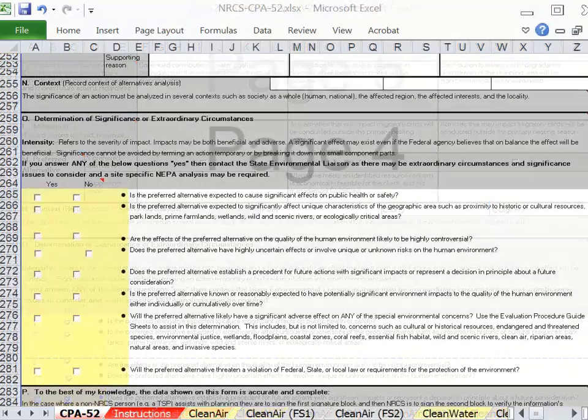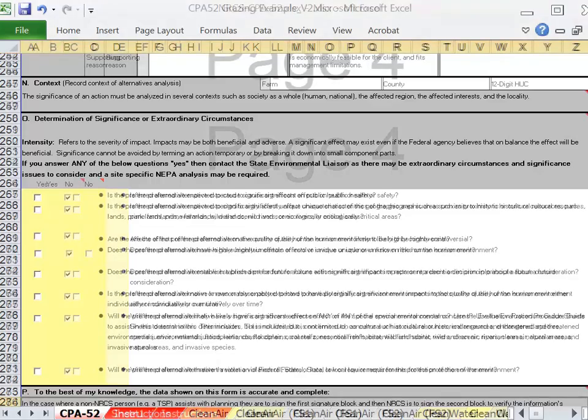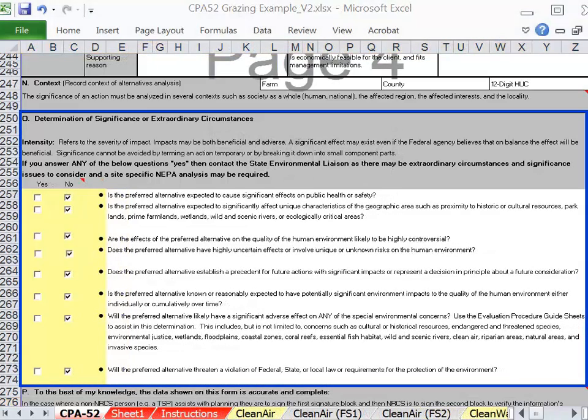In Section O, Determination of Significance or Extraordinary Circumstances, this is where the preferred alternative selected by Mr. Farmer underwent additional evaluation. Each action was evaluated using the special environmental concerns along with significance factors to determine whether an action would have extraordinary circumstances and potential for significant impacts on the human environment.